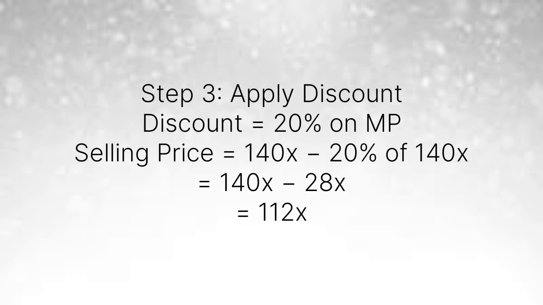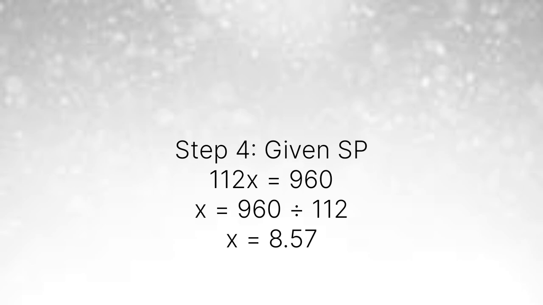Now a discount of 20% is given, so selling price becomes 140x minus 20% of 140x. That is 140x minus 28x, which equals 112x. We are given that selling price is 960, so 112x equals 960.